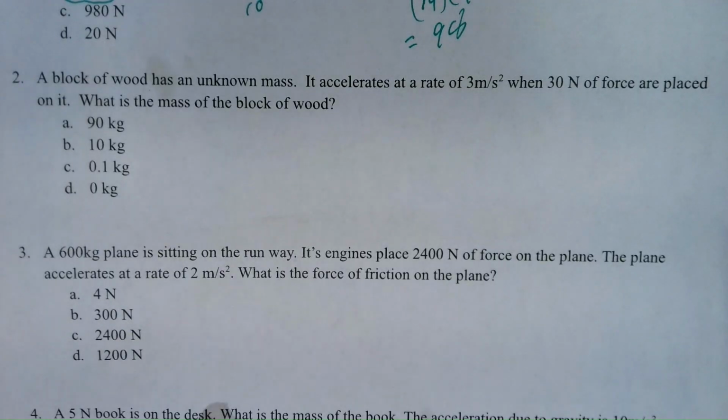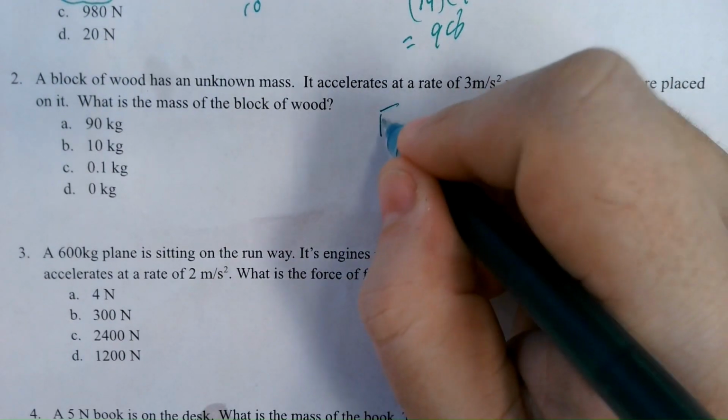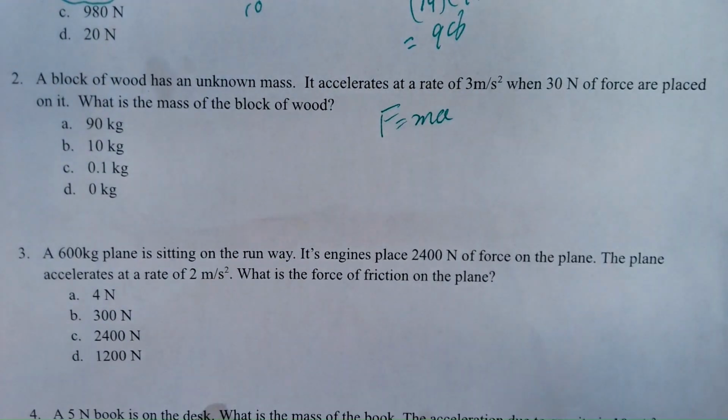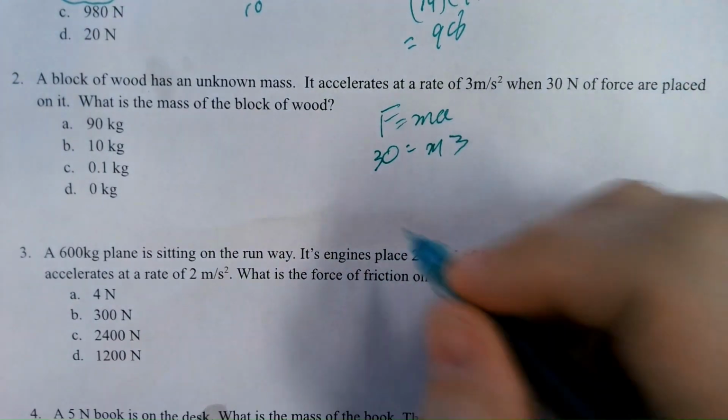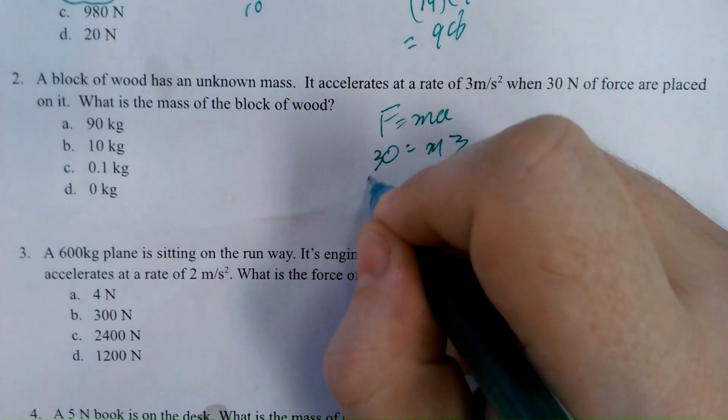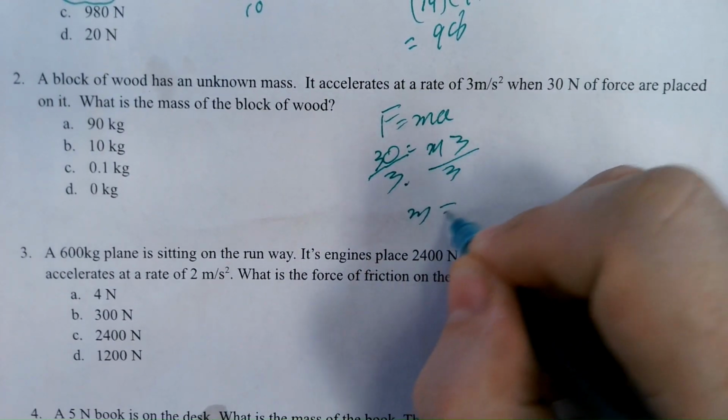Okay, we have a block of wood that has an unknown mass. It accelerates at 3 meters per second squared when 30 newtons of force are placed on it. What is the mass of the block of wood? All right, so we still have our force is equal to ma equation. Our acceleration is going to be 3, our force is going to be 30, and we want to know what the mass is. Divide both sides by 3. Mass is going to equal 10.